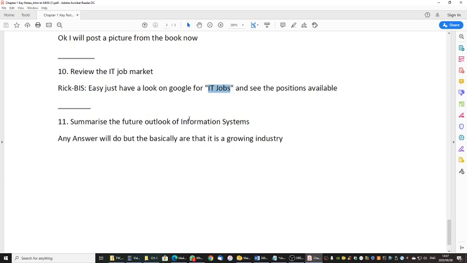Summarize the future outlook of information systems. There are many answers to this, but we are a growing industry, and you may go and search for terms such as big data, business analytics, business information systems, management information systems, which will be covered in week 3. That is the basic introduction for now.